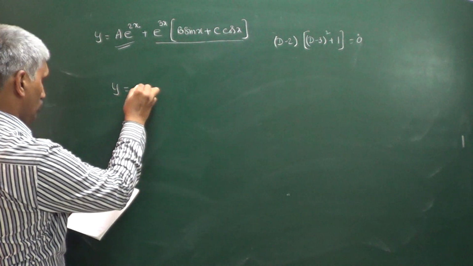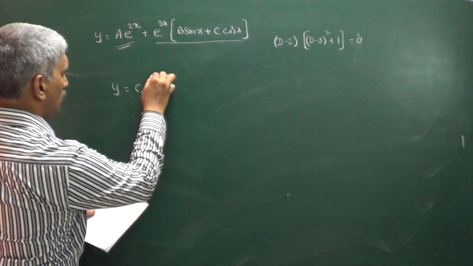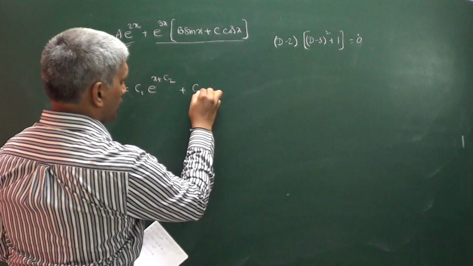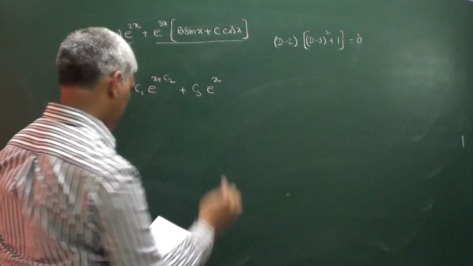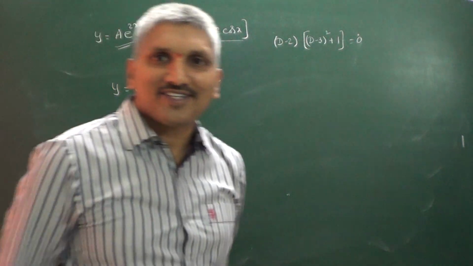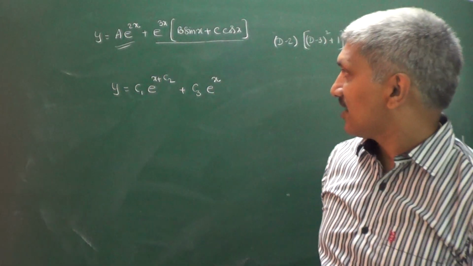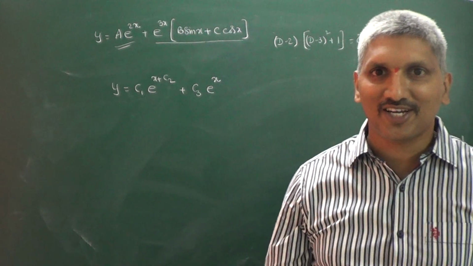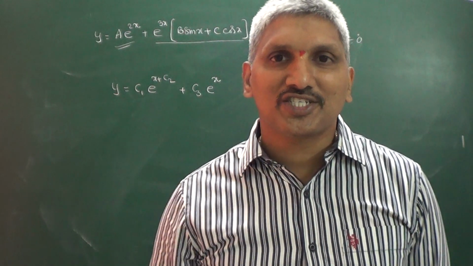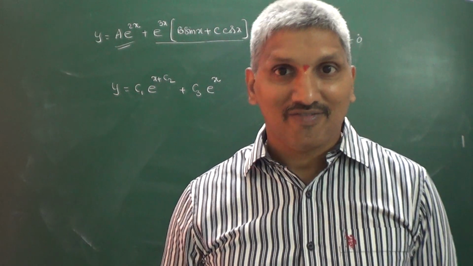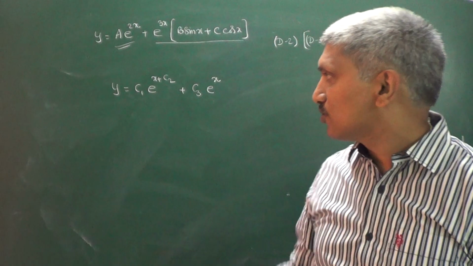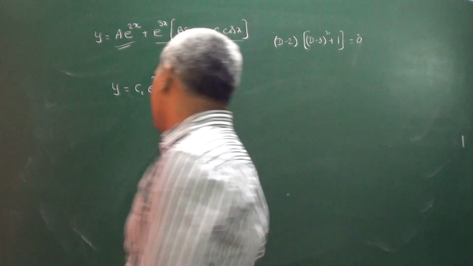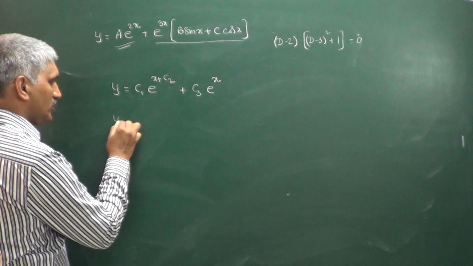Y is equal to c1 into e to the power of x plus c2 plus c3 into e to the power of x. So immediately after seeing this what will you think? Sir, c1, c2, c3, three arbitrary constants are there. That's why we have to differentiate it 3 times. So that means a third order differential equation you will get. No, check. Because these constants we can write in this way.